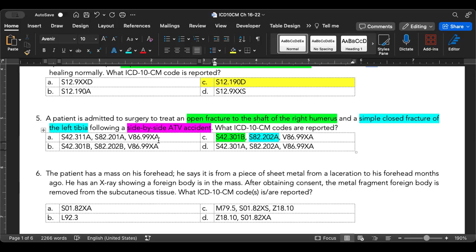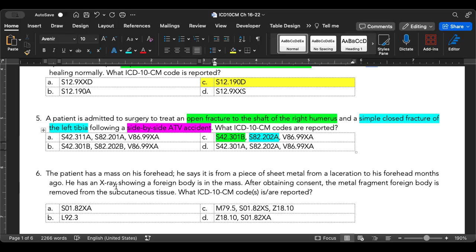And then does our scenario indicate whether they are the driver, the passenger, or outside of the ATV? So it doesn't indicate. The side by side is the type of ATV, but does it indicate if they are the driver, the passenger, or they were outside of the ATV? Right, so it does not. So we'll just use our default code, V86.99.